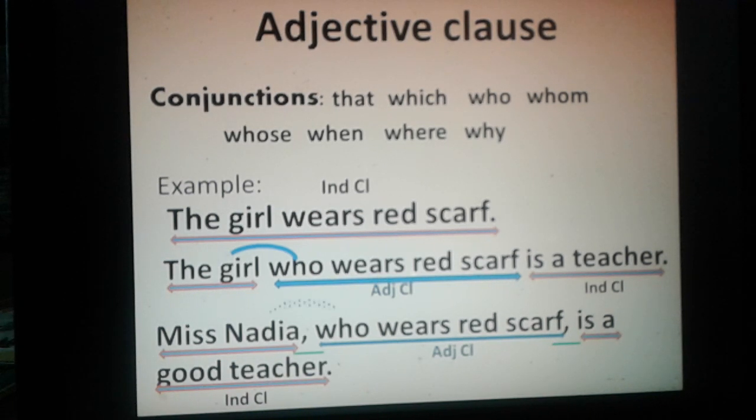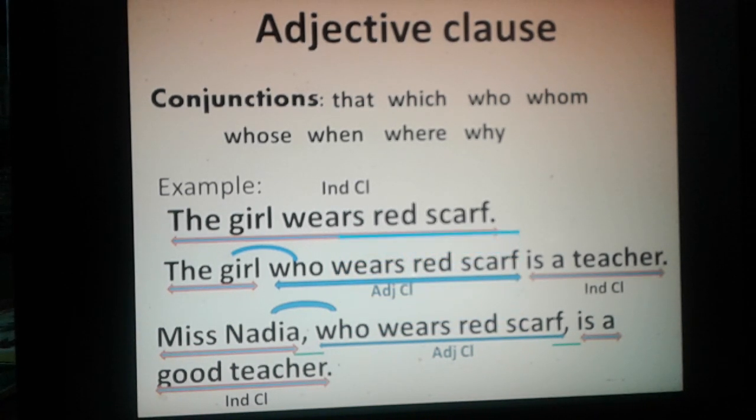Before that, the thing which I want to tell you is that which and who can be a subject in the clause, and can also be a conjunction.